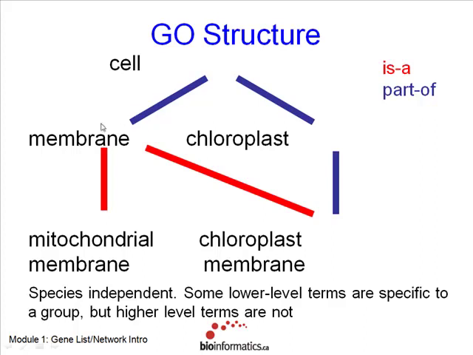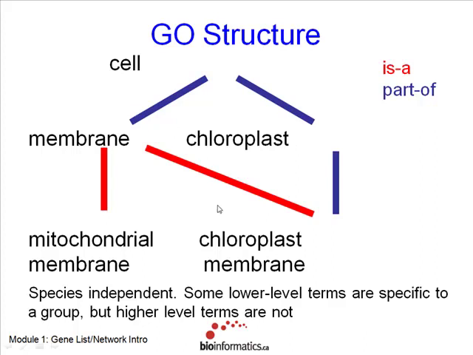So you have cell as a general term, membrane is part of this cell, and chloroplast could be part of a cell. Chloroplast membrane is a type of membrane and is part of the chloroplast. Mitochondrial membrane is a type of membrane. And so you sort of get the idea how you go from general to more specific. This is a good example because it includes something that people recognize as part of plants, chloroplasts.